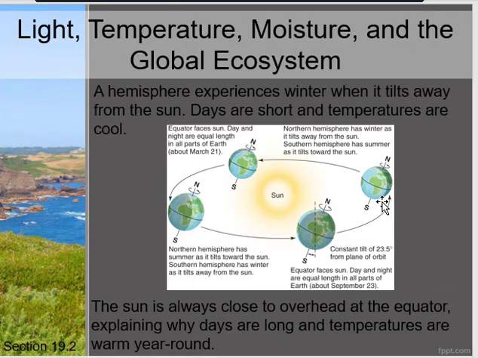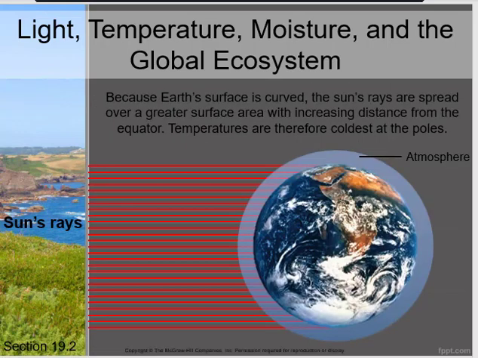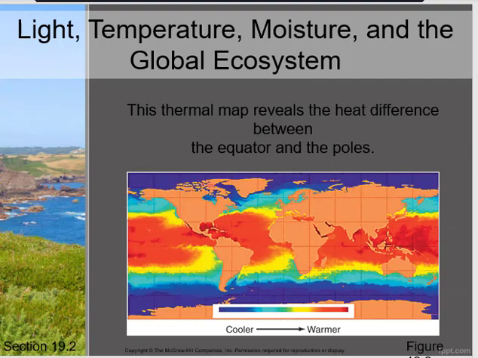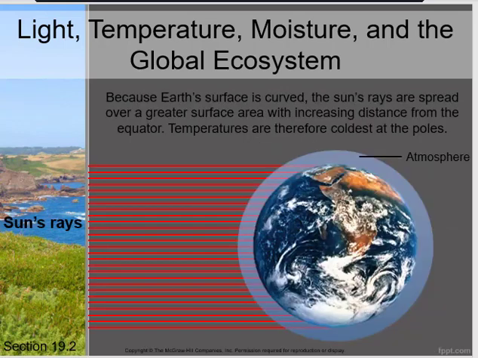So winter when it tilts away, summer when it tilts towards. And that's because the equator is the hottest point on the planet, because at any point in time, it is always the closest to the sun. So here is a thermal map showing heat differences between the equator, running through here, and the poles. And part of that is the heat energy that's coming from the sun. Some of it will bounce off at the poles, whereas it's very superheated here at the equator.